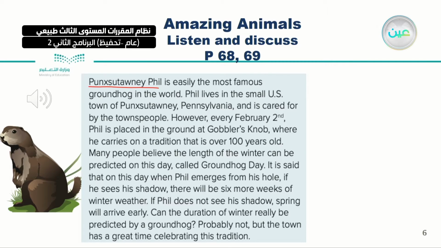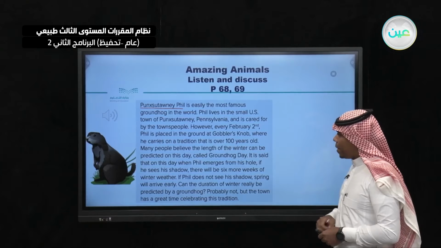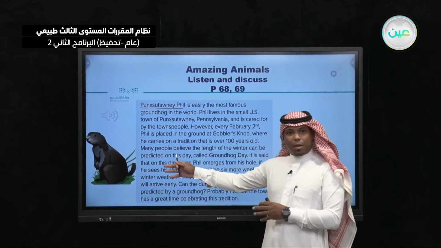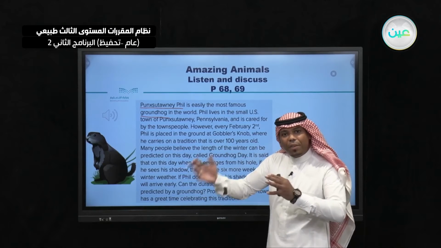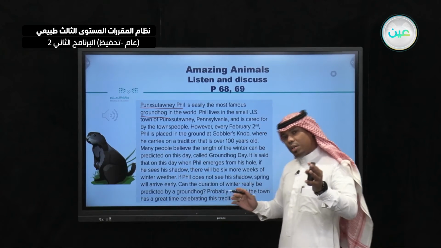Very good. Now, as you can see here, this is Punxsutawney Phil. We said that. Now, this Phil, the groundhog here, I'm talking about the groundhog. As you can see, I underlined the name of this animal. And this one, Phil lives in a small U.S. town of Punxsutawney, Pennsylvania, and is cared for by the townspeople. Actually, this groundhog weighs from 4 to 5 kilos.